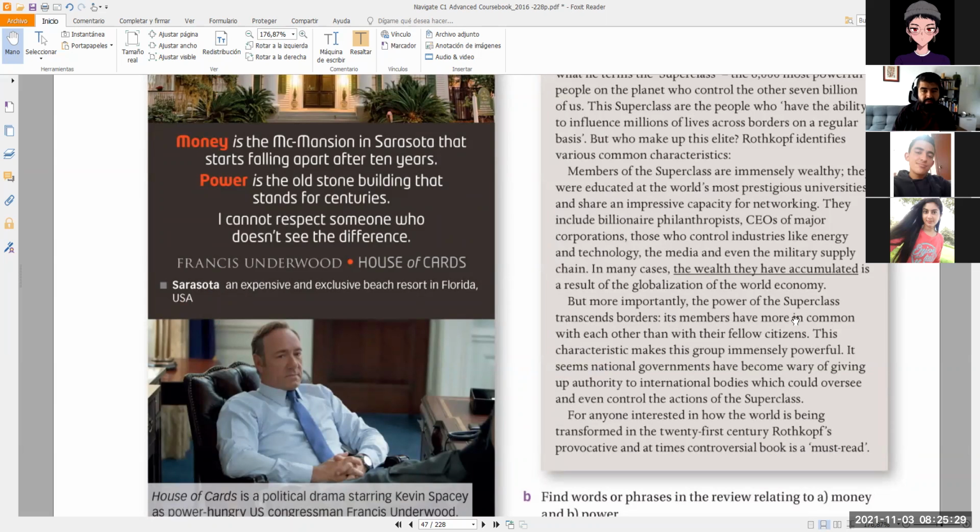The wealth they have accumulated refers to all their money, the money in their accounts, but also their assets. And by the way, assets is what we call un activo, no? Assets. So an asset could be a house, a car. Those are examples of assets. So that's essentially what they say here.